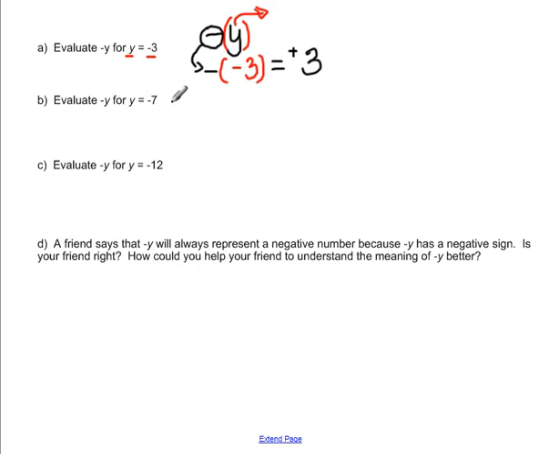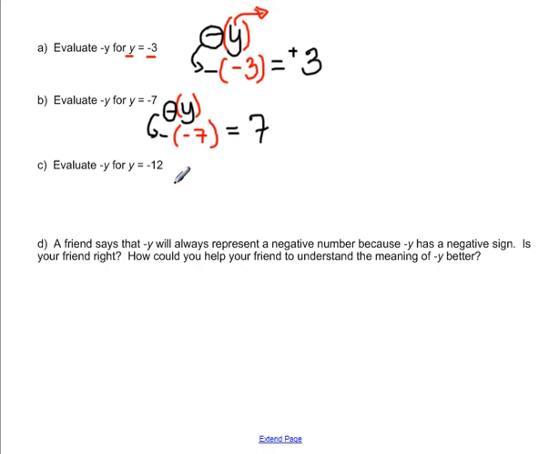So we're still going to have that same expression, the opposite of y, but this time instead of putting in negative 3, we're going to put negative 7 in the place of the y. So we're going to slip the negative 7 there inside those parentheses, and we're going to be sure we don't forget about that negative sign out front. And the opposite of negative 7 is positive 7. Let's do that one last time.